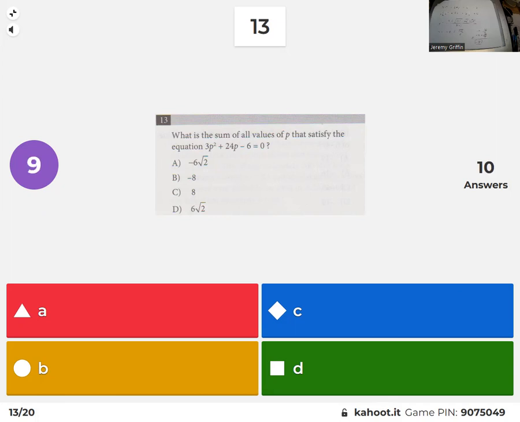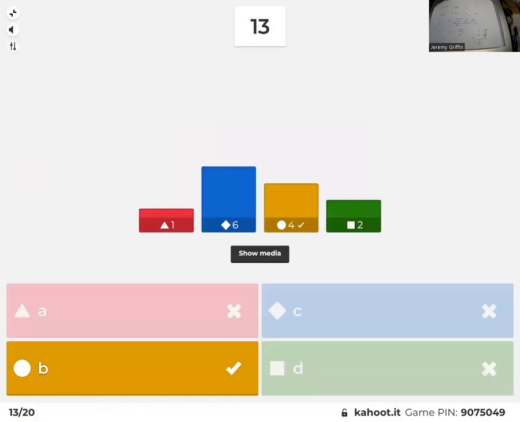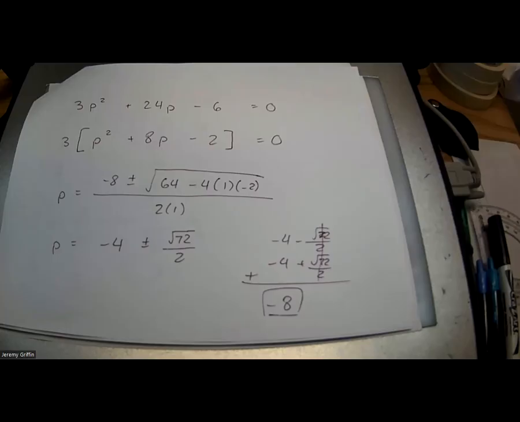No, just wait, let it be. All right, -8. And you've got mixed up the yellow and the blue. Sorry about that. Maybe it happens.